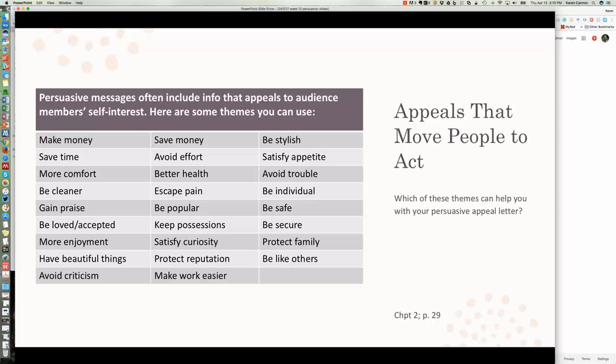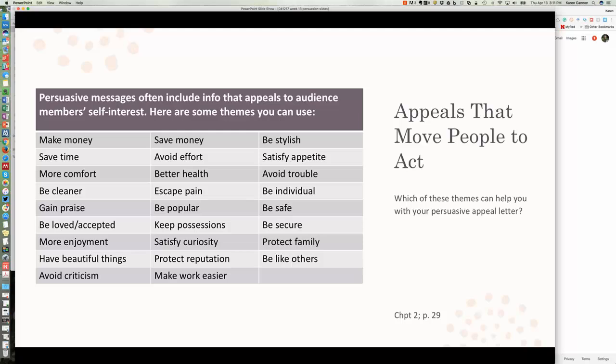So in looking at these, think specifically about your persuasive appeal letter. You're going to write basically a fundraising letter, and we'll talk about it here in just a little bit, but what is going to help you make the argument and persuade people to participate and or donate money? Well, certainly not making money, right?